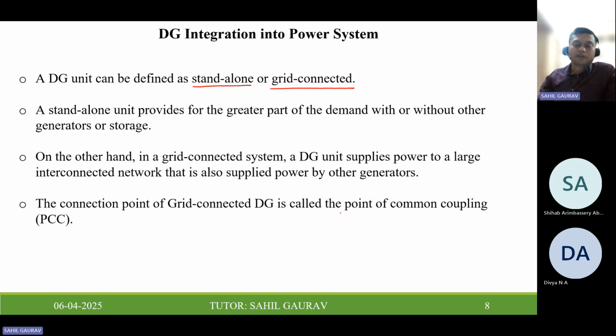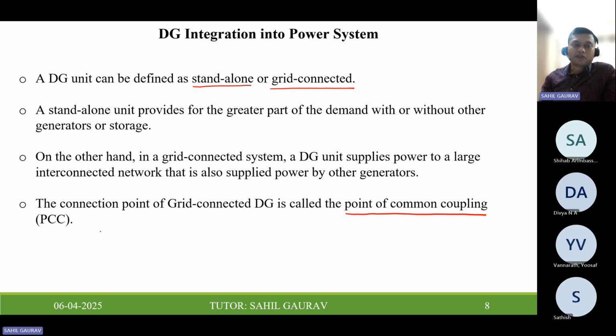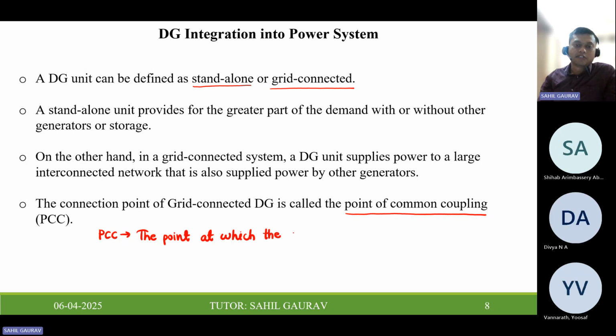Now another term we should know is the point of common coupling. The point of connection of grid connected DG is called the point of common coupling, and PCC is the point at which the ownership changes. So the point of common coupling is defined as the point at which the ownership changes.